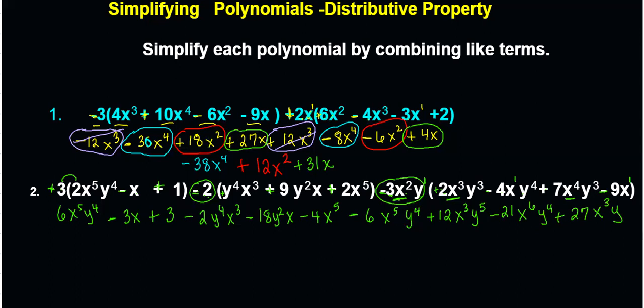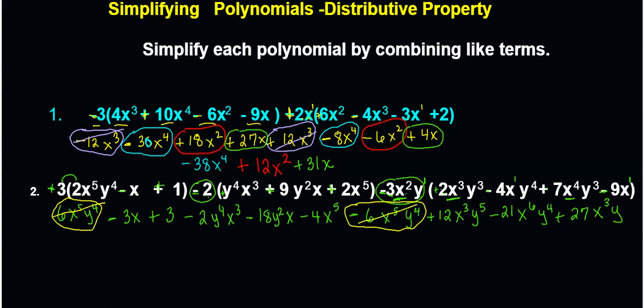Let's go on. We start to look for some like terms now. So we've got an x to the 5th, y to the 4th. Do we have any other x to the 5th? Right here, we got an x to the 5th, y to the 4th. Do I have any others? I don't see any others. Okay, now, you got 6 positive and 6 negative, those cancel. You don't have to do anything with it.